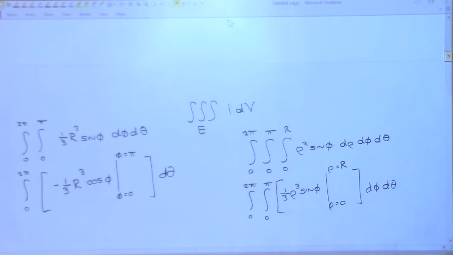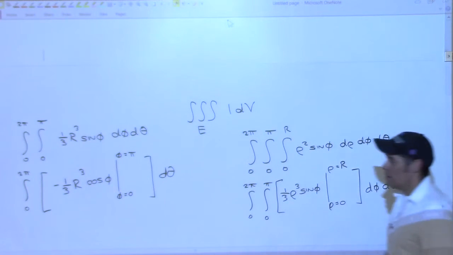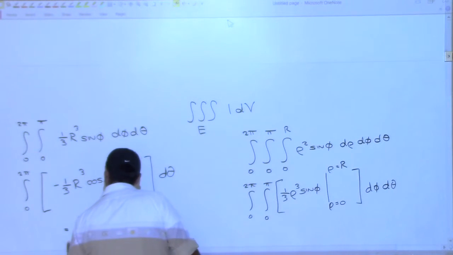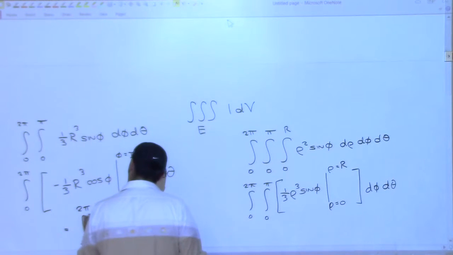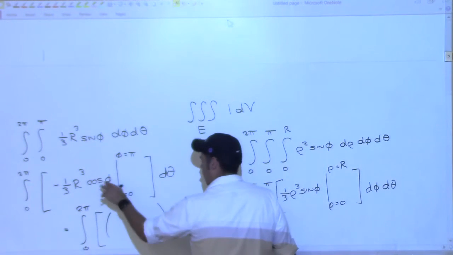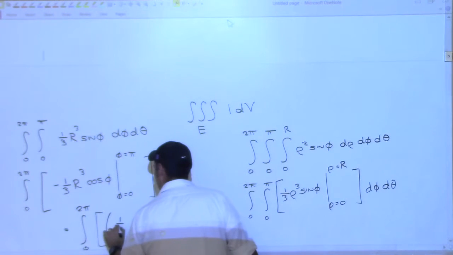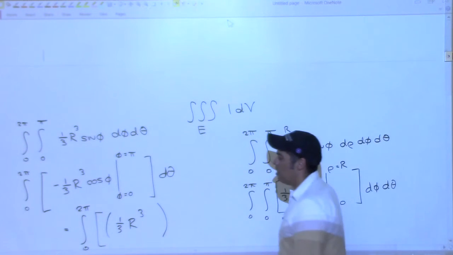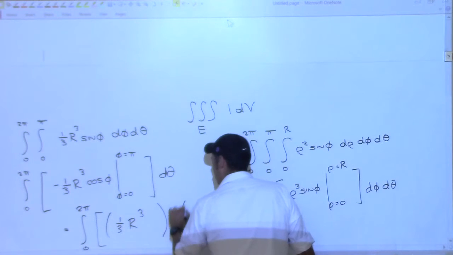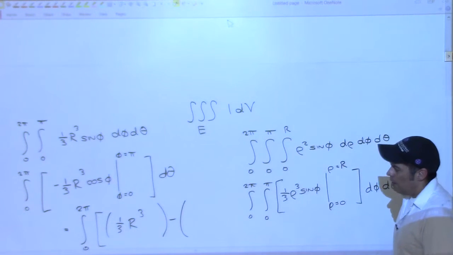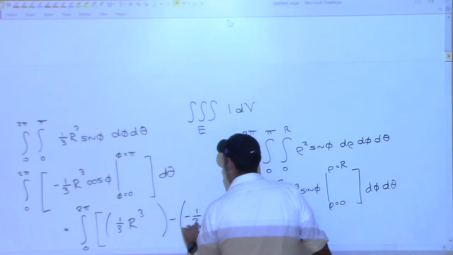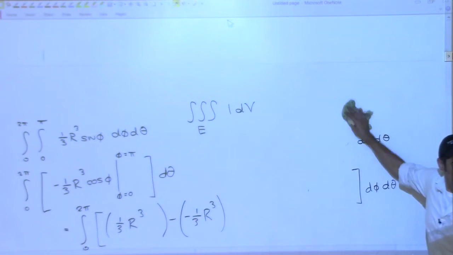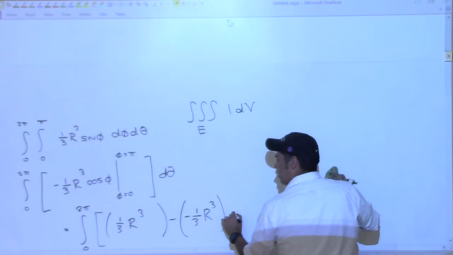So what is cosine of pi? Negative 1, right? So when we plug in pi, we get negative 1, but it's already negative, so we get positive 1/3 R cubed. And then when we plug in 0, be careful here, because what's cosine of 0? 1. So now we get minus a negative 1/3 R cubed. Is that all right? You understand what I'm doing there? And then just put that together.